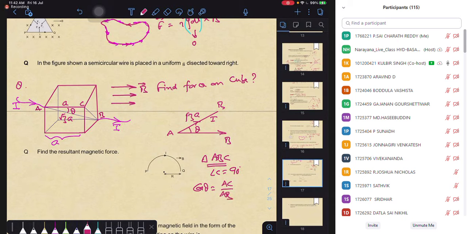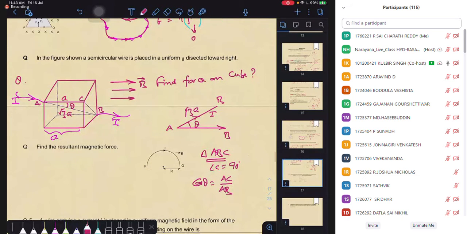I hope this trigonometry is clear. Angle C is 90 degrees. It is not looking 90 degrees, but think logically. AC is a side and BC is a diagonal. And this face, BC face, is perpendicular to the side. So this AC is perpendicular to my BC. So in this right triangle, cos theta is base by hypotenuse. So we get here 1 by root 3 as cos theta.